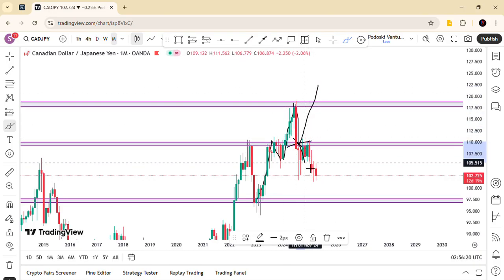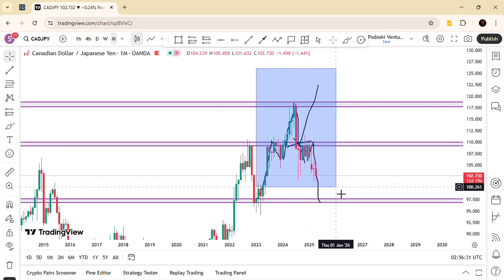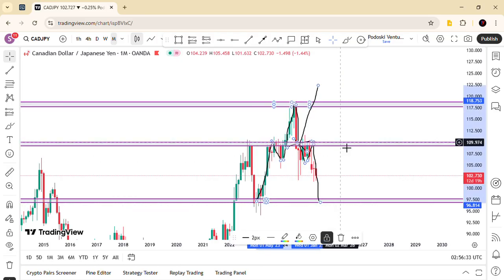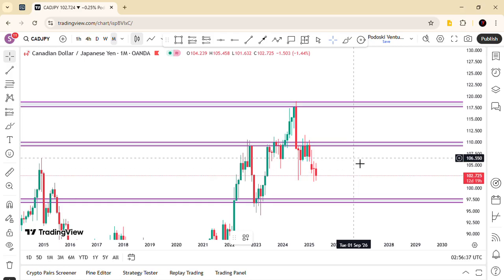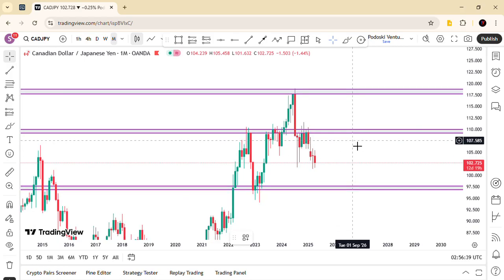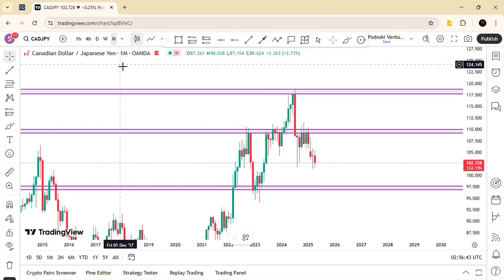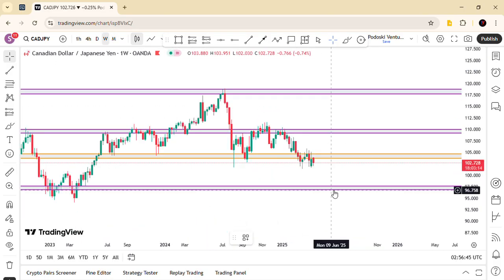Rather, it broke out of the zone, went for a retest, and you could see a continuous drop to the downside. So what you are going to do on CAD JPY is look for selling opportunities. You are going to look for selling opportunities on CAD JPY all the way to the monthly lower zone.